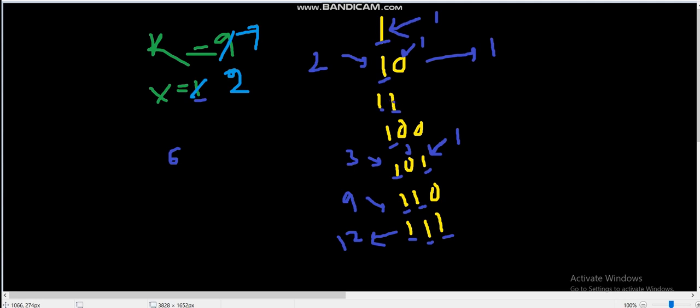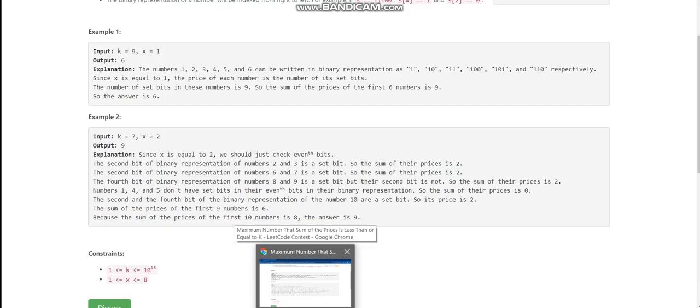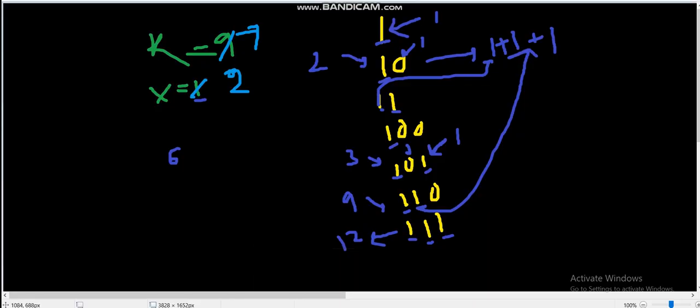Now here the index of this one is 1, so we can't take it, but we can take this, so our price value will be incremented. Now the index of this one is 3, so we can't take this. The index of this one is also 3, so we can't take this. The index of this one is 2, so we can take this. After iterating over the rest of the numbers, you can check the output will be 9. Let me take the rest of the two numbers also, 1000 and 1001.